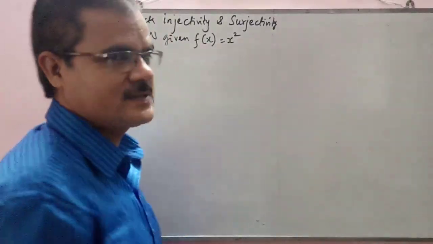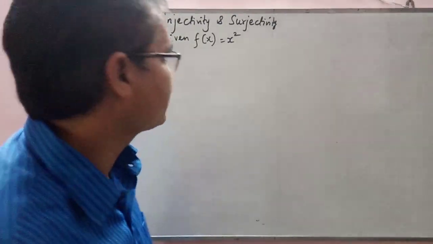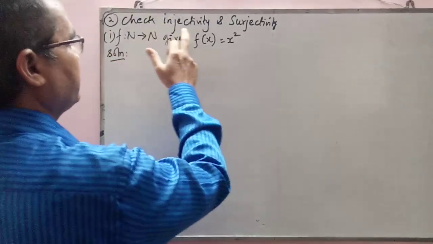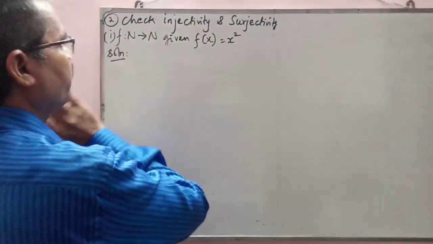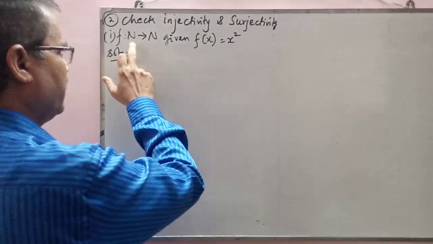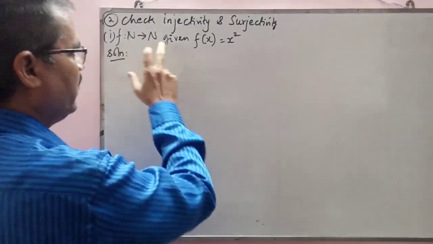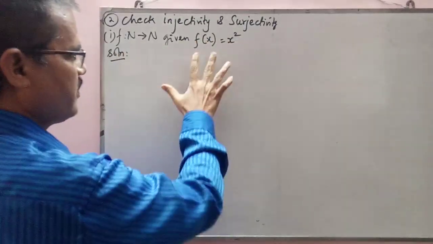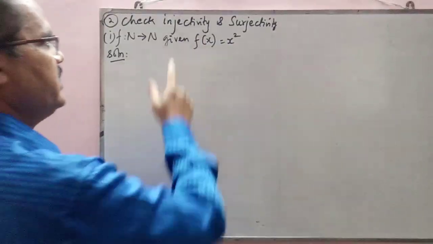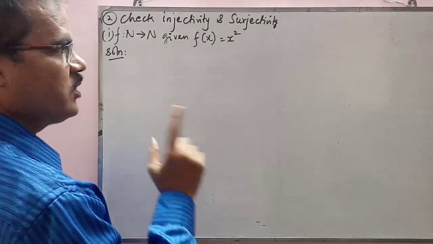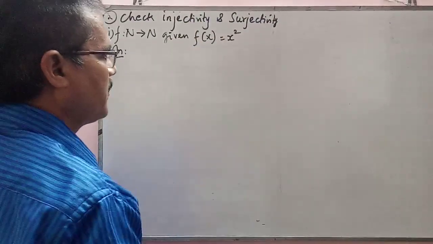We are going to discuss exercise 1.2, second problem, in relations and functions. The question says: check injectivity and surjectivity for the function f from N to N defined by f of x equal to x square. This is a function given f of x equal to x square. Injectivity means one-to-one, surjectivity is onto. So you have to check one-to-one and onto.